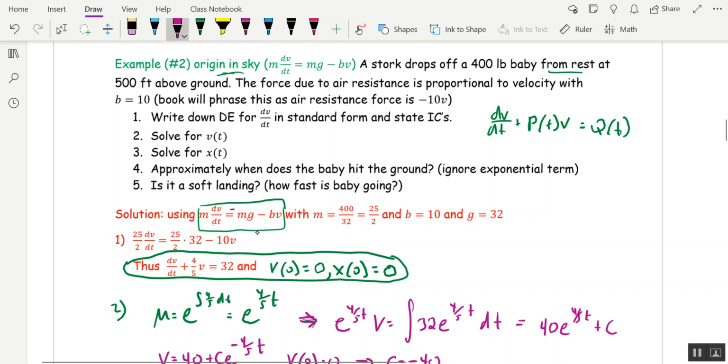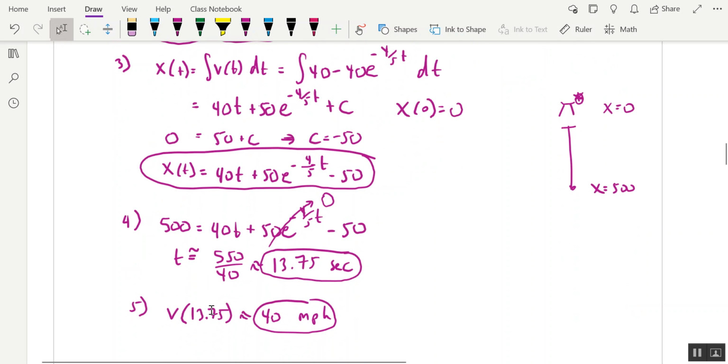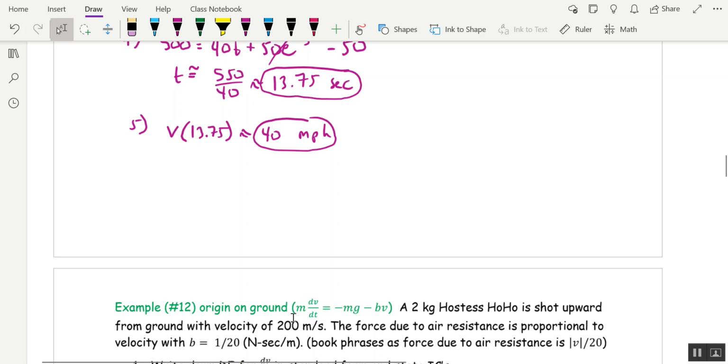Now, if the origin's on the ground, x of 0 is 0, and I show you get the exact same answers. So changing the location of the origin, as long as you're consistent with your initial conditions, isn't going to change your answers. The one thing that does change is that the velocity when it hits is negative 40 miles per hour because it's coming down and up is the positive direction. All right, so let's do one more where the origin is on the ground.